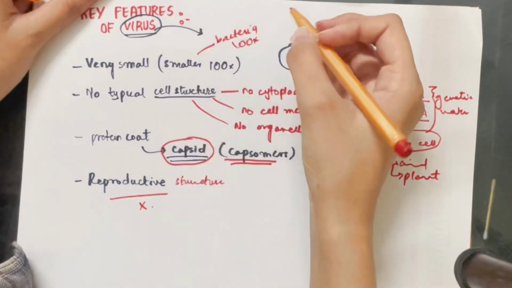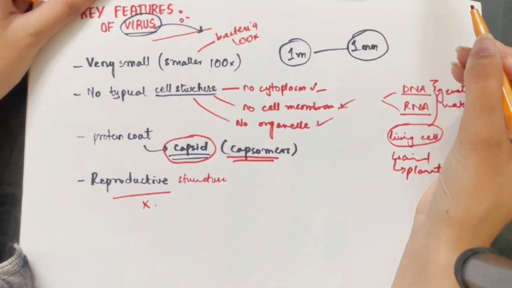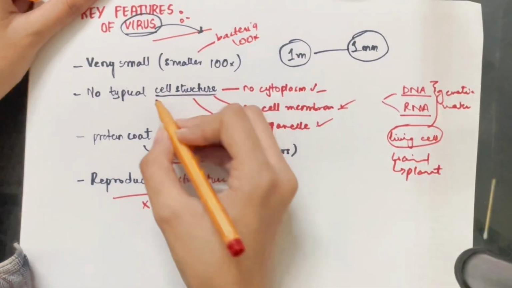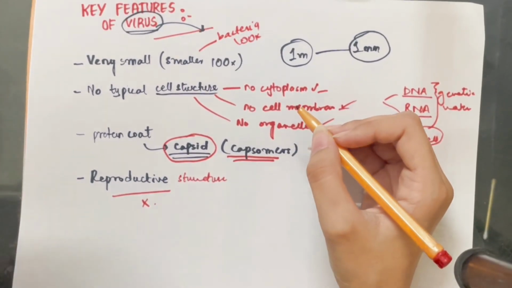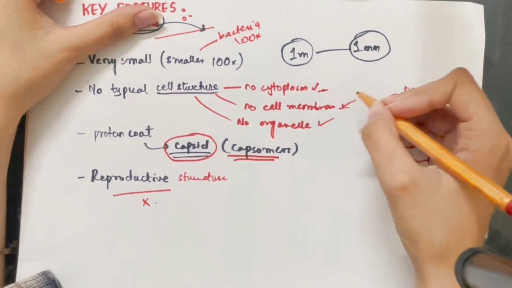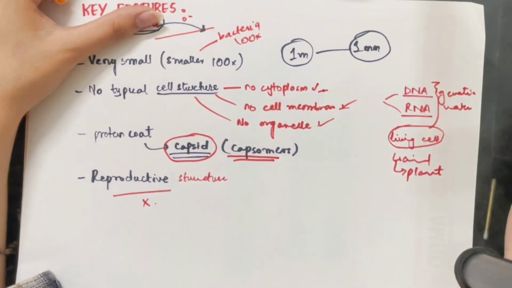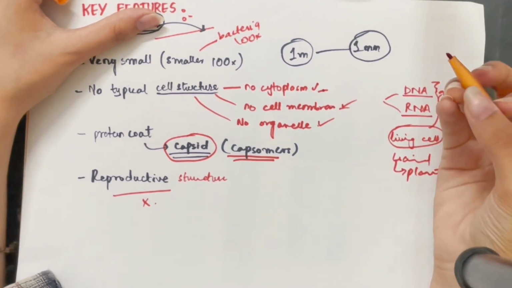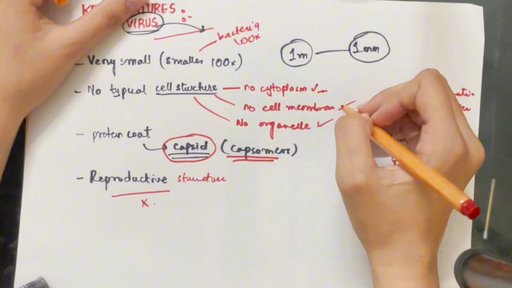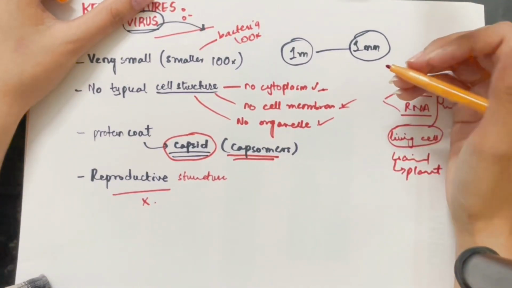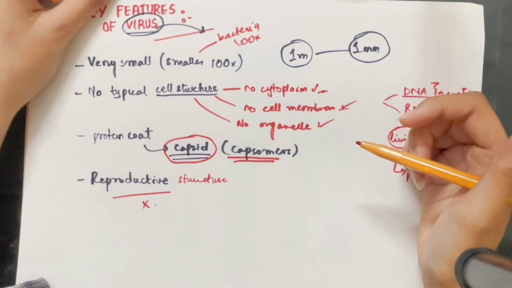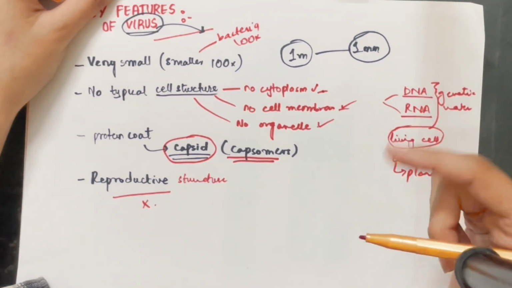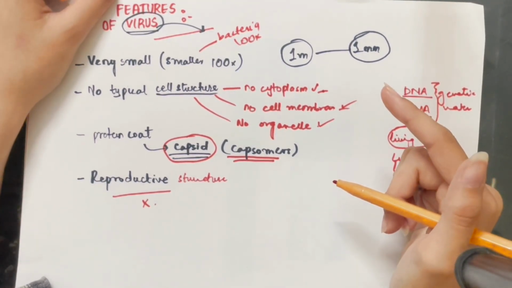Viruses are considered to be on the borderline of living and non-living organisms. Why so? Because they have no typical cell structure. What is meant by no typical cell structure? It means they do not have cytoplasm, a cell membrane, or any organelle. When they have none of these, then why do we study the virus? We study the virus because of its DNA and RNA replicable quality.